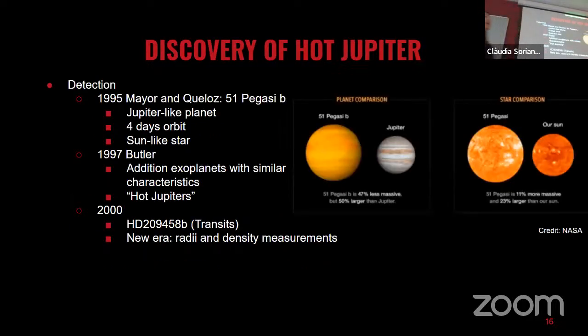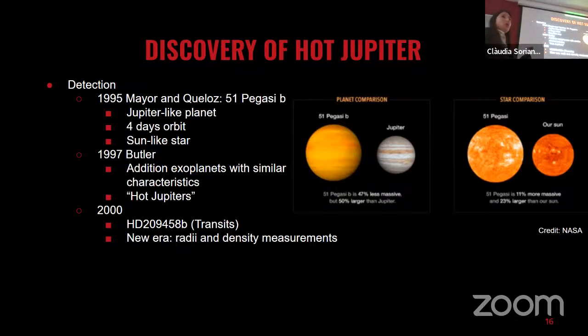So the first hot Jupiter was detected in 1995 by Mayor and Queloz. It was 51 Pegasi b. 51 Pegasi b is a Jupiter-like planet, particularly, as we mentioned, a hot Jupiter, which has a four-day orbit and orbits around a sun-like star. So just to let you know, here you have the comparison between Jupiter and 51 Pegasi b and our star, the sun, and 51 Pegasi.